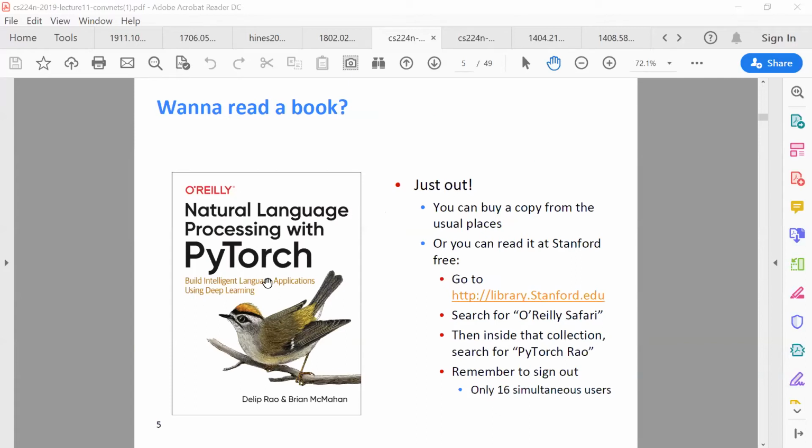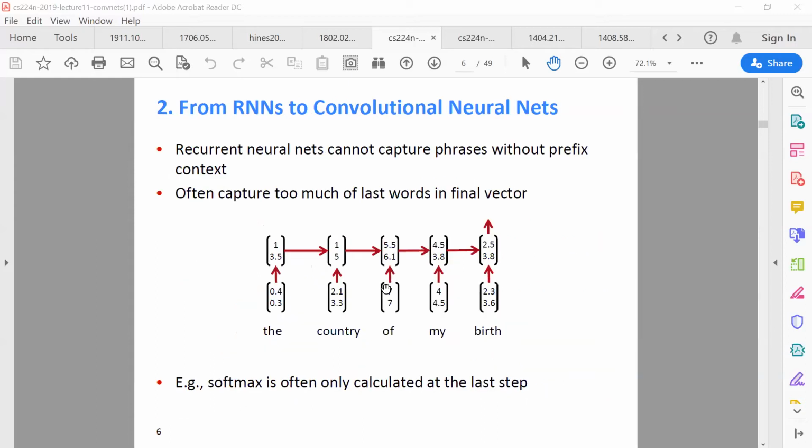He talks about this book, which was new last year. It looks like it might be a good book on doing NLP with PyTorch, but I haven't looked at it yet. Apparently for Stanford students, they can actually sign it out from their library.